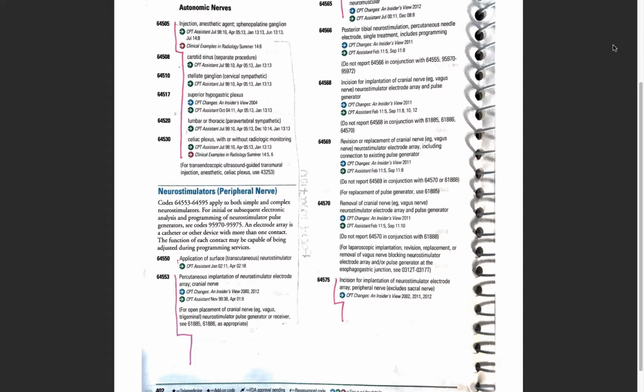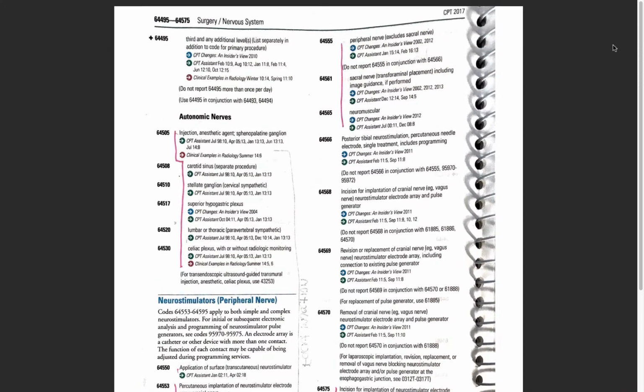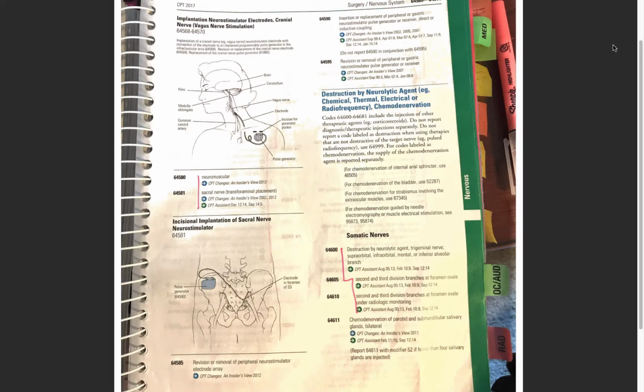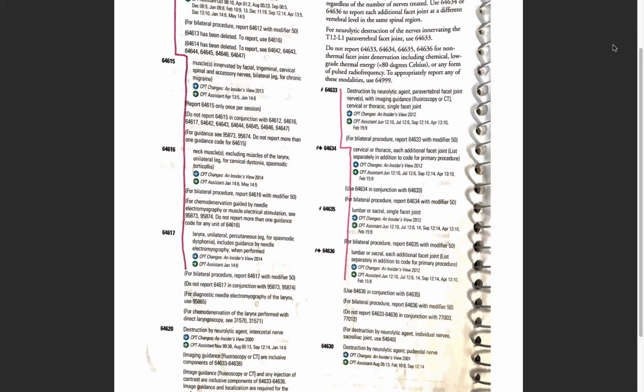Just like with any neurostimulator section, you have codes for percutaneous implantation, codes for incision and implantation, revision or replacement, and removal. Then let's go to the destruction by neurolytic agent. This was the section I said don't get confused with the injection section. These are destruction codes by chemodenervation. Let's look at some common ones. One is 64620, which is the destruction by neurolytic agent, intercostal nerve.